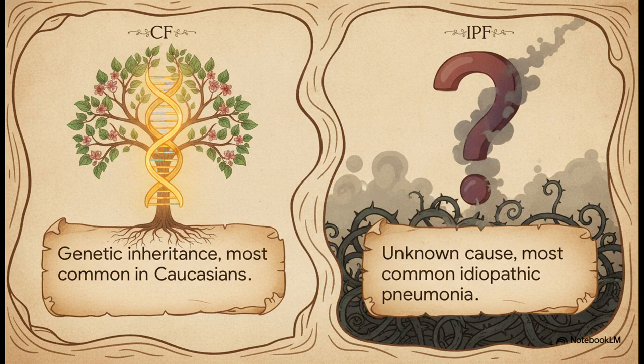So right off the bat, there's a massive, stark contrast in where these two diseases actually come from. On one side, we've got CF. This has a completely understood genetic inheritance. Actually, it's the most common fatal genetic disease in Caucasians. But on the flip side, we have idiopathic pulmonary fibrosis, or IPF. And idiopathic is just a fancy medical way of saying we have absolutely no idea what causes it. It's the most common idiopathic interstitial pneumonia out there, but its actual triggers, complete mystery.